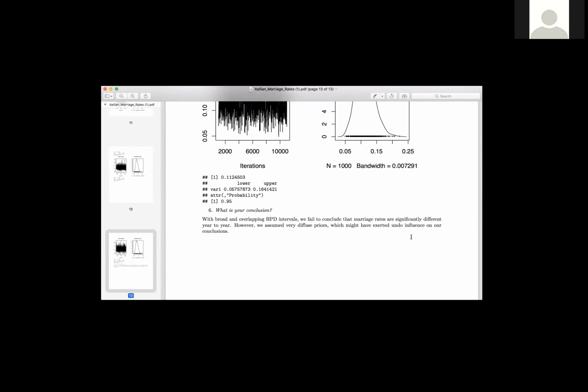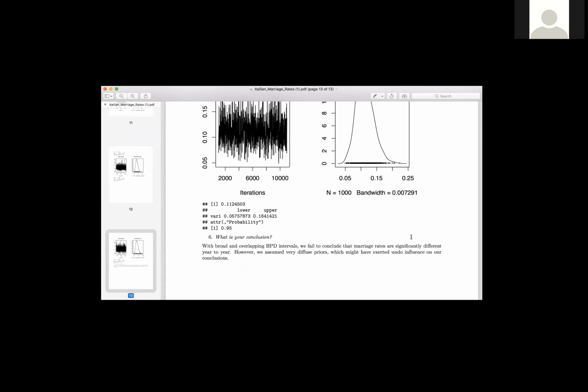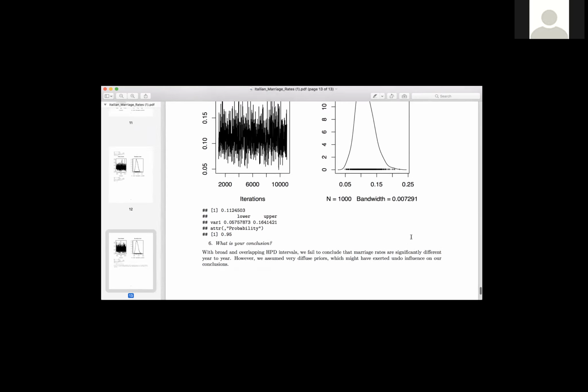They check the HPD intervals, and they failed to conclude that variance. So what are the HPD intervals? Maybe, Eli, can you say what the HPD intervals are that you're actually returning here?